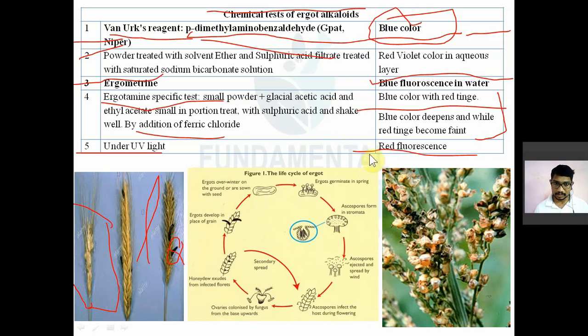Now it is nothing but the life cycle of ergot. Life cycle of ascospore जो होते हैं वो germinate के so ergot overwinter on ground or they are sown along with the seed. So ergots के जो spores होते हैं वो during the sowing of this rye plant they are sown with the seeds or they are present in the soil. So they germinate in the spring season.